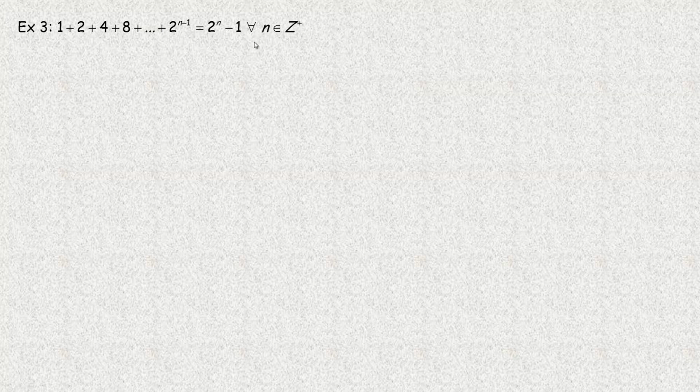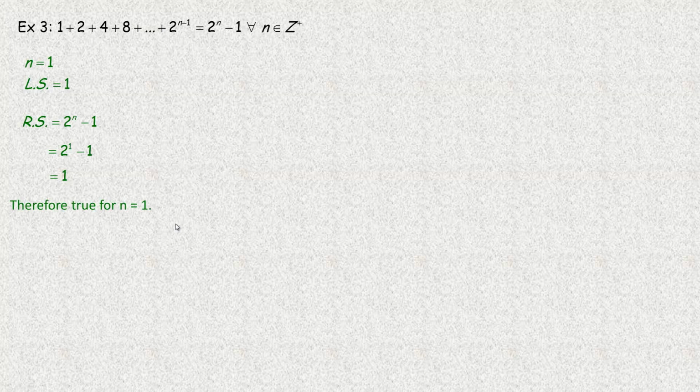So the first thing to do is to show that it's true for the very first case. When n is 1, the left side is just 1. And of course, if I put 1 in here, 1 minus 1 is 0. 2 to the power of 0 gives me 1. So the left side is just 1. I want to show on the right side that here's my formula. If I put 1 in here, it's going to give me 1 again. And it does. 2 minus 1 is 1. So it is true for the very first case. It's true when n is 1.